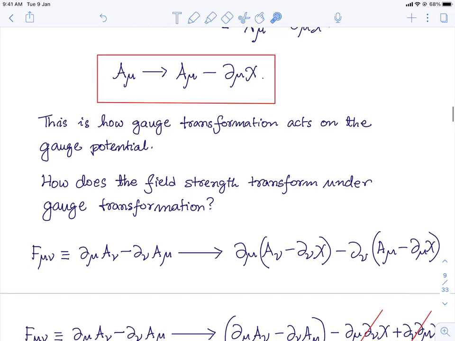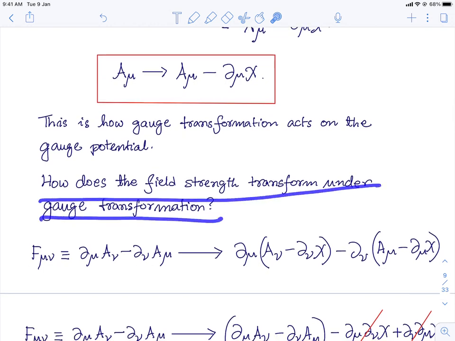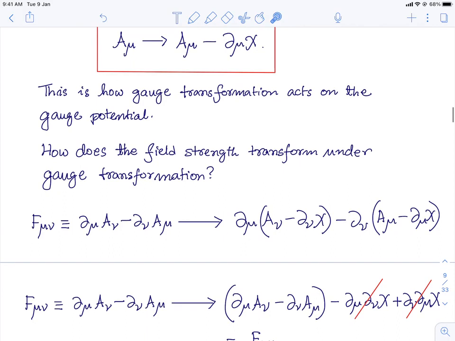How does the field strength transform under gauge transformations? That's the next question. The field strength is given in this way, and the arrow means we have performed the transformation. So the four potential has been shifted by the four gradient of some scalar. This index is basically the same index as the mu, and this index is the same index as the a mu, because that's what it has to be.